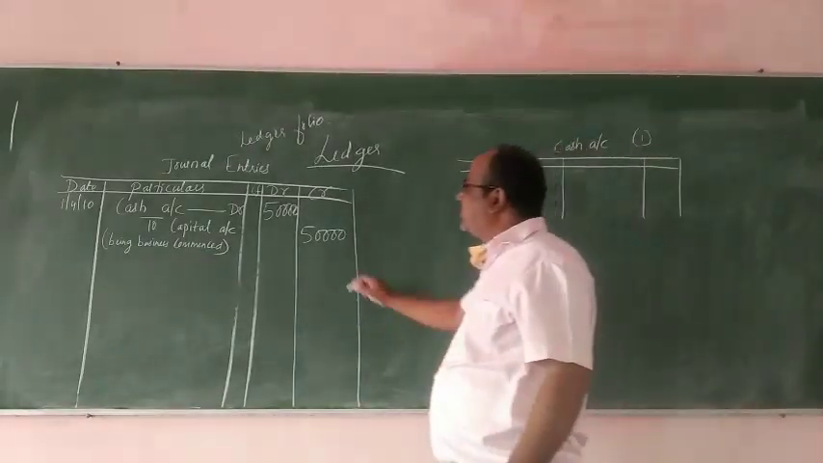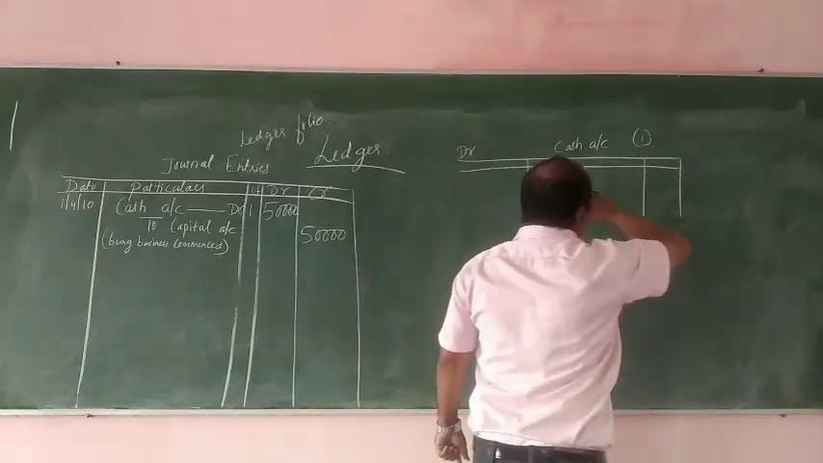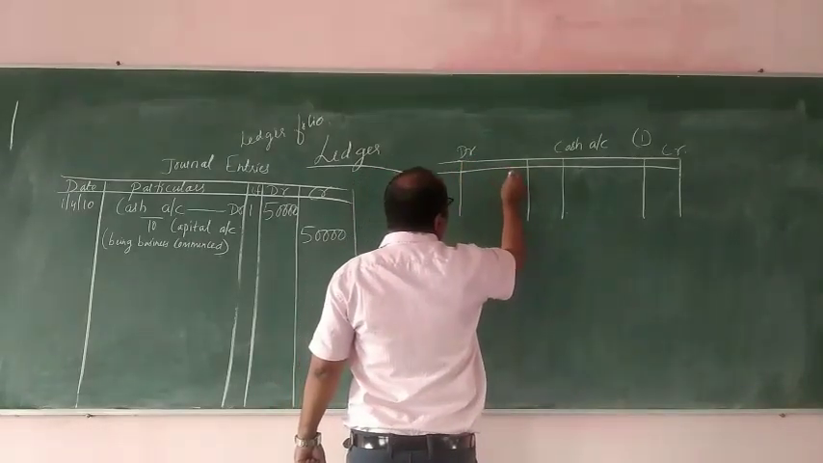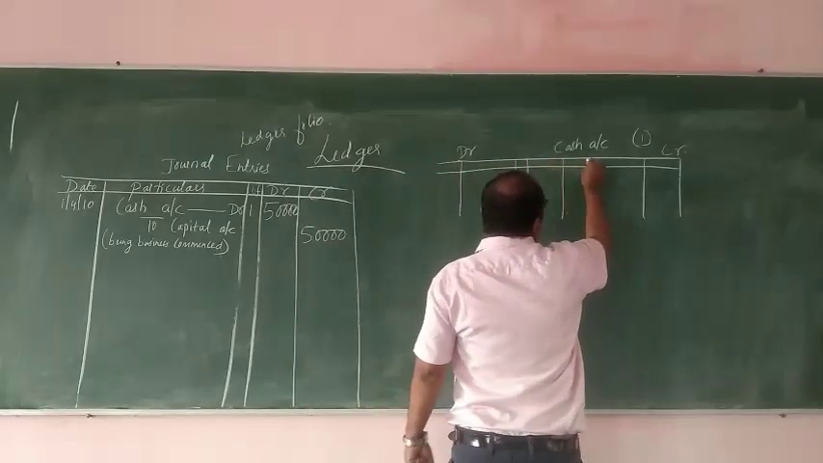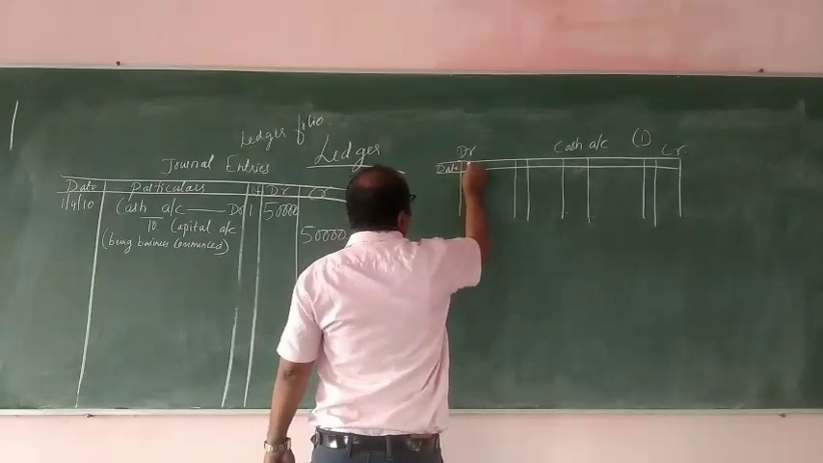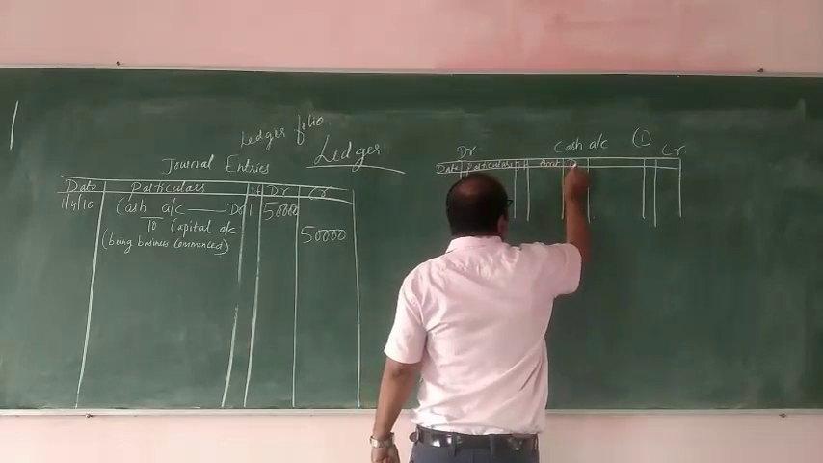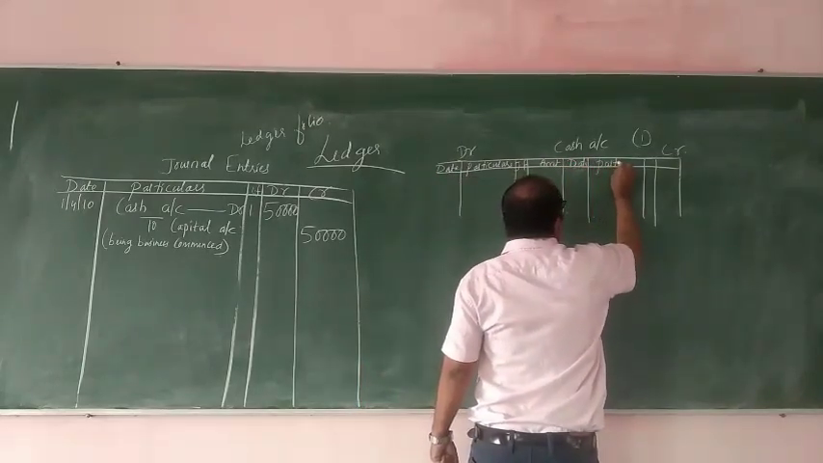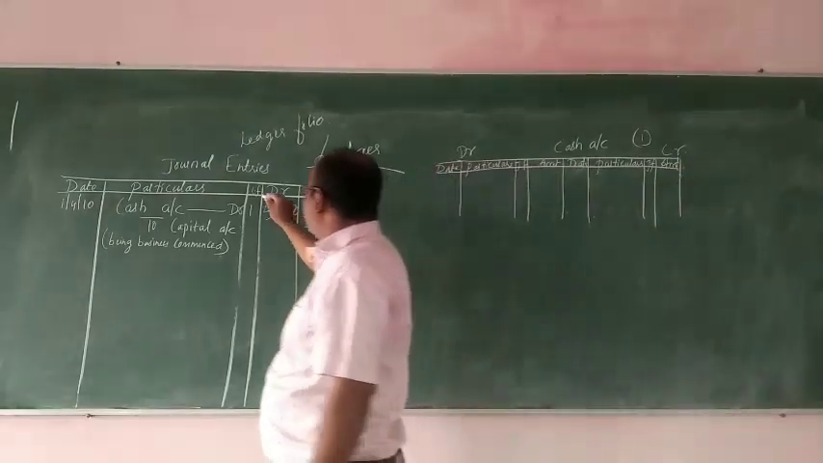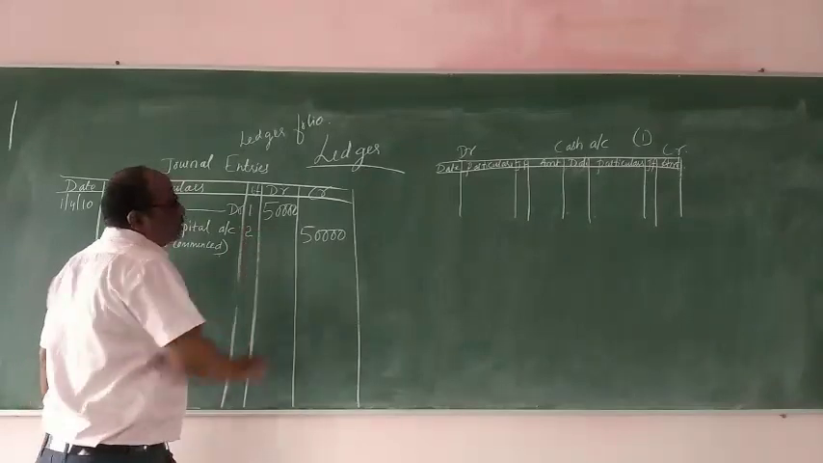Now let's take for example, here cash has come first. So page number 1 is allocated for cash. Let us consider this as the debit side, and this as the credit side. Always remember this. The format will be: date, particulars, JF number, amount, on both sides. JF means journal folio number. What is the page number in the journal? LF means ledger folio number. What is the page number in the ledger? So I have opened one cash account, page number 1. Page number 2, capital.